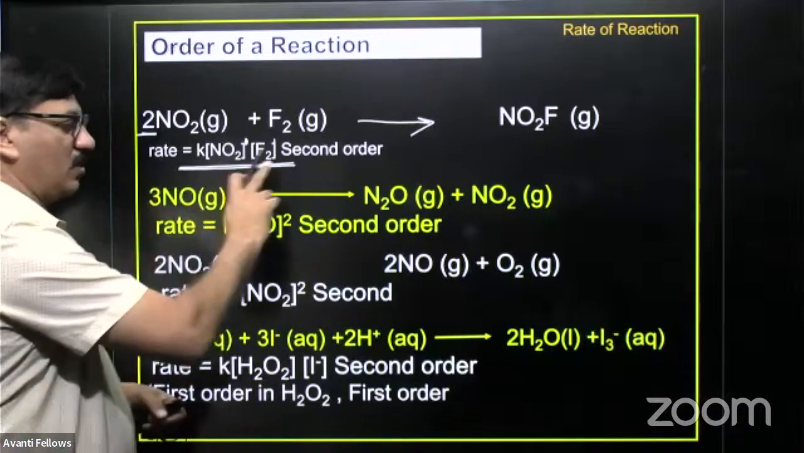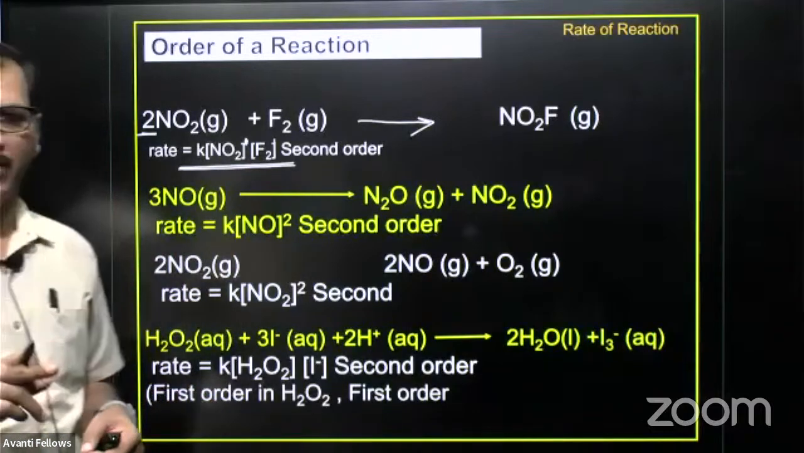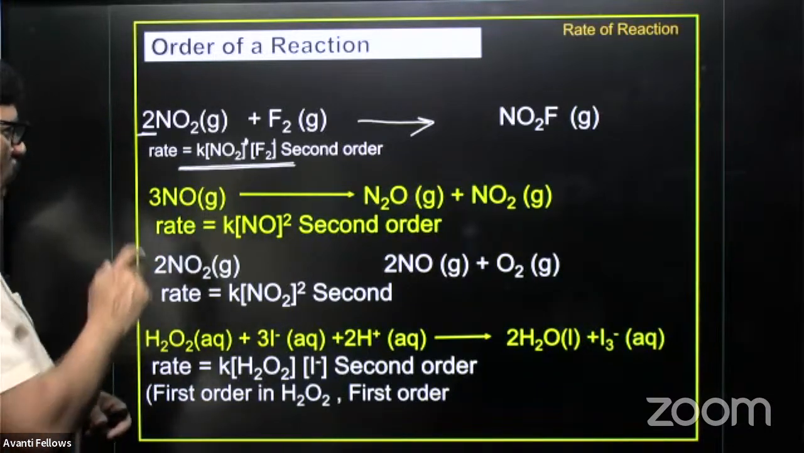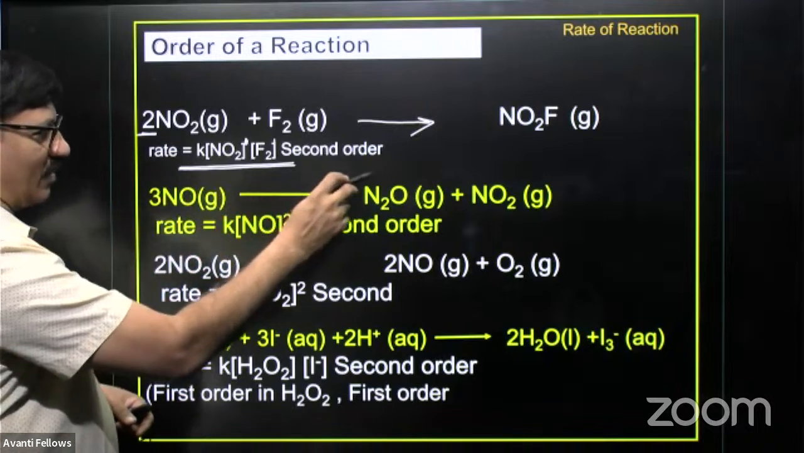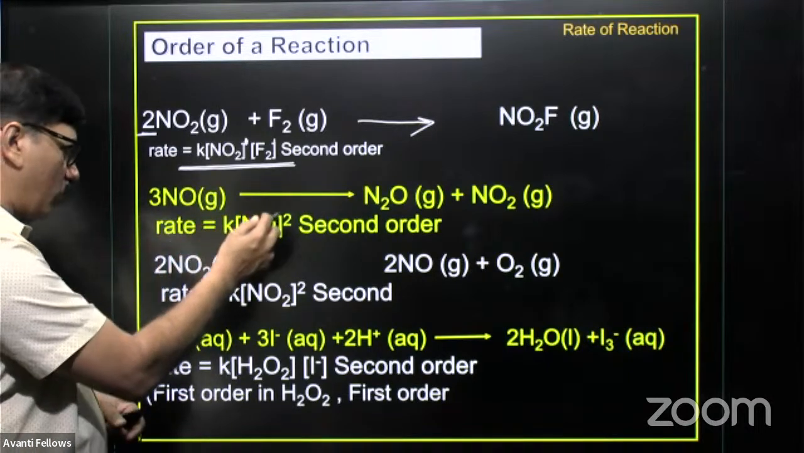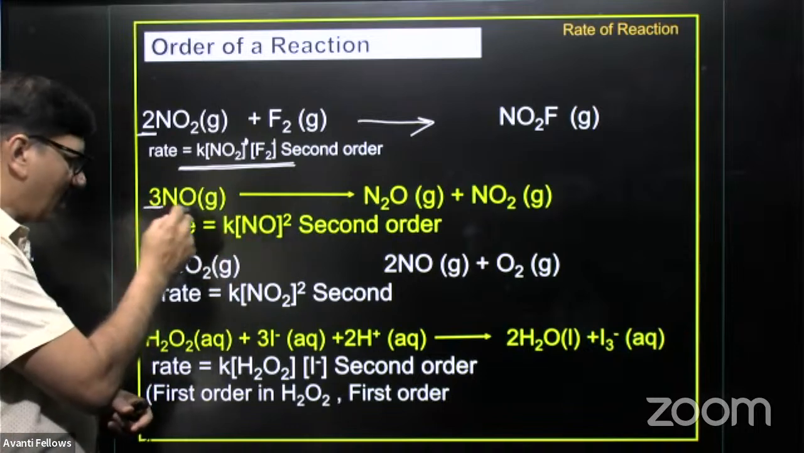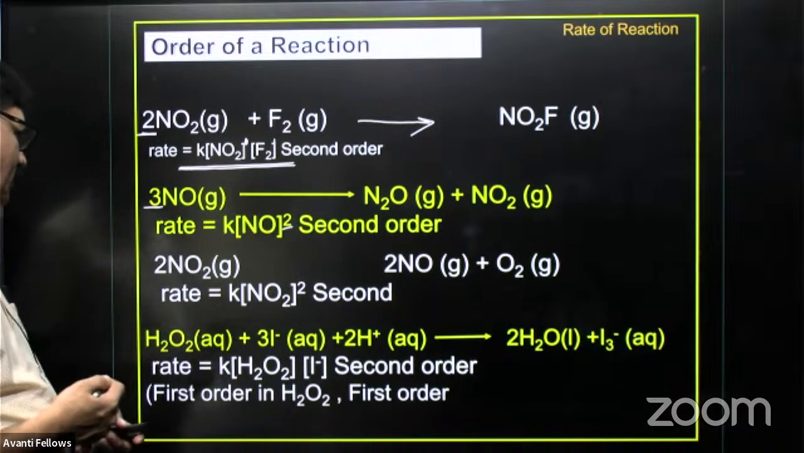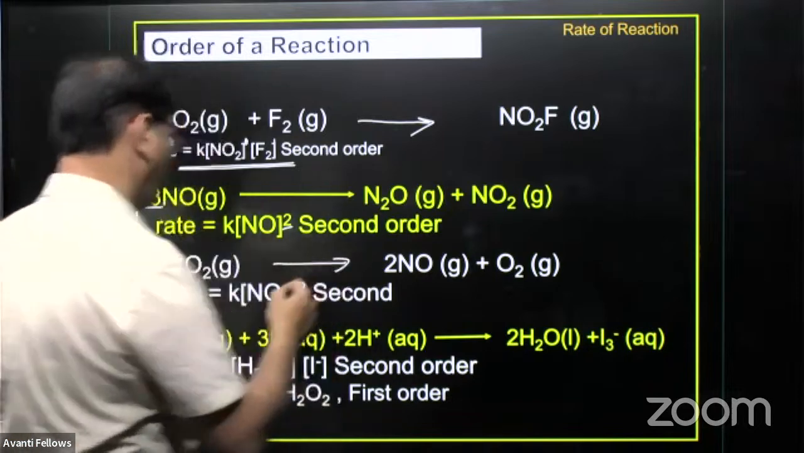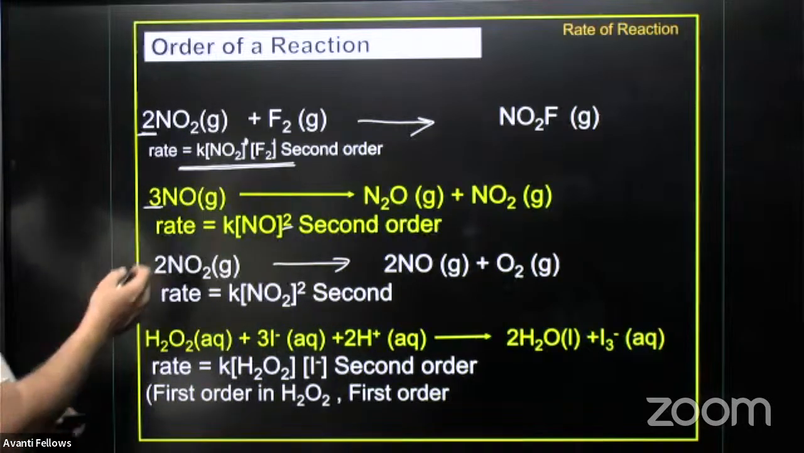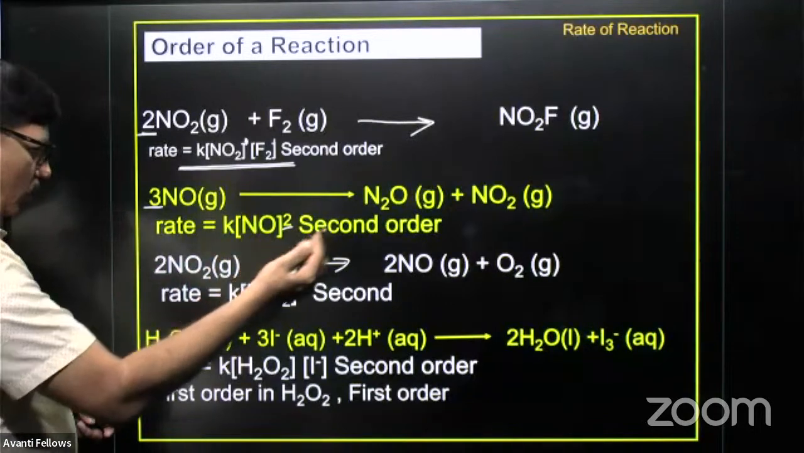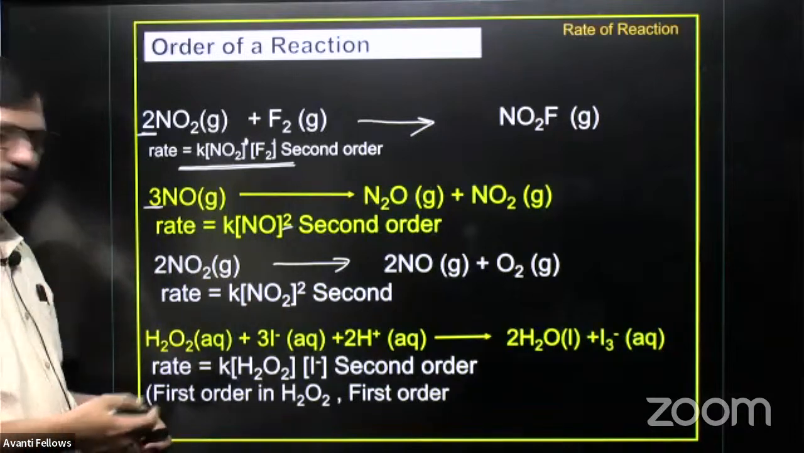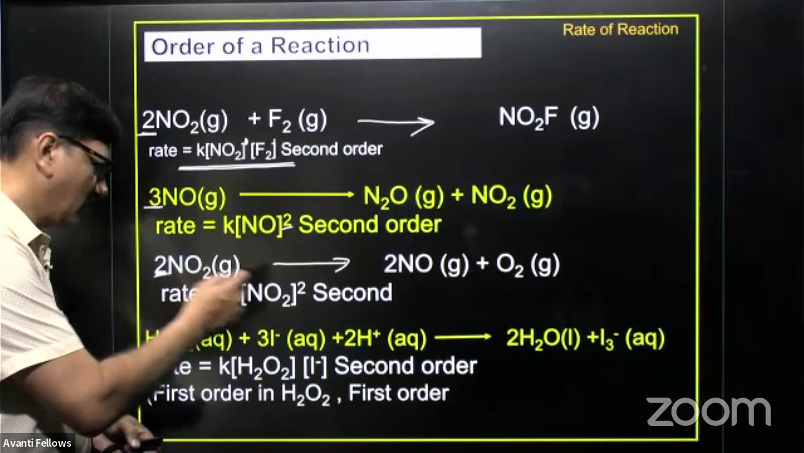So the rate expression that we write is only on the basis of experiment, not merely by looking at the balanced reaction. Coming to 3NO gas giving rise to N2O gas and NO2 gas, we find that rate is equal to K into NO square. Even though 3 is there here, only 2 is there in the rate. It is a second order reaction. For the reaction 2NO2 gas giving rise to 2NO and O2, the rate is NO2 whole square. It is also a second order reaction.